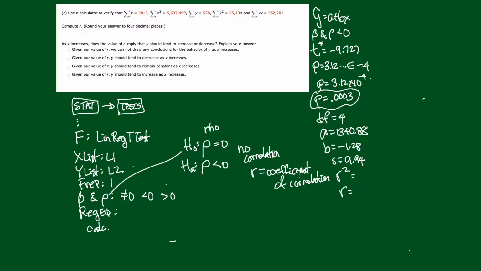Negative 0.9795. That's the one we're looking for to answer our question. Long way to get there. So let's put that up here. Negative 0.97, but it says to round to 4 decimals. We got it. Negative 0.9795.